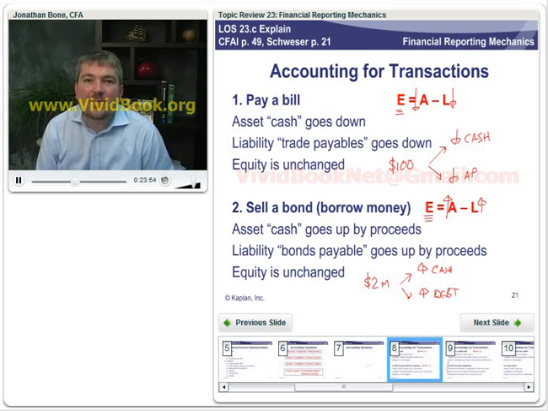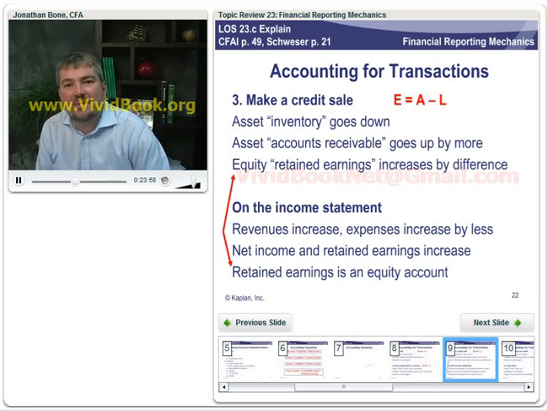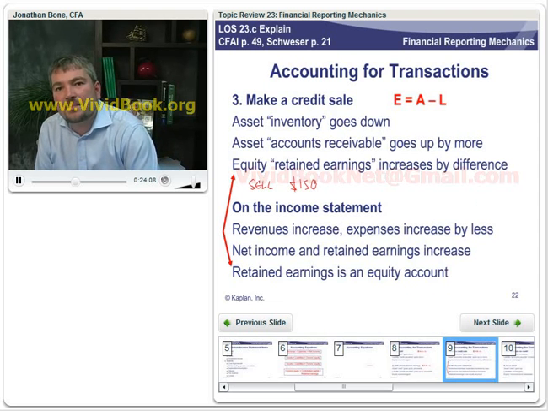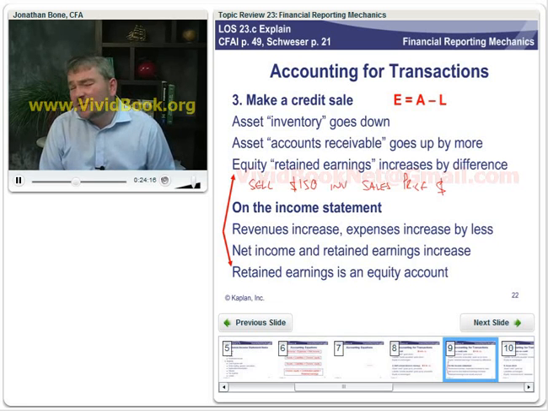Let's have a look. We're going to make a credit sale here. Let's make up an example again. Let's say we sell $150 worth of inventory and the sales price is, let's say, $200. Now, what's going to happen? We've got two sides to this. We've got the sale and also the removal of inventory.